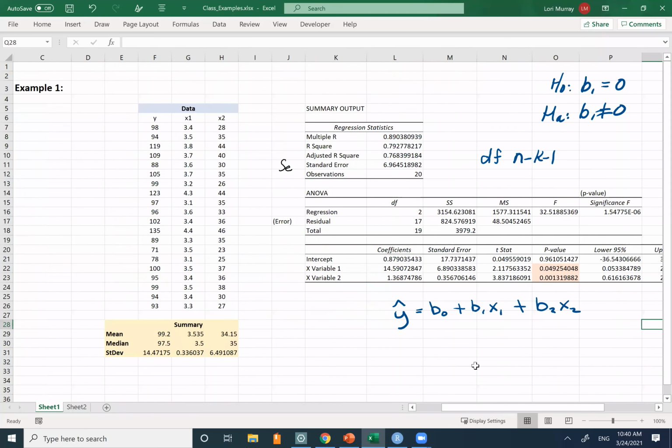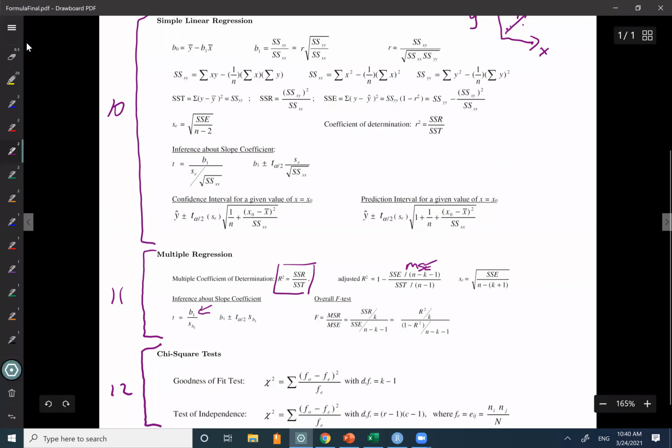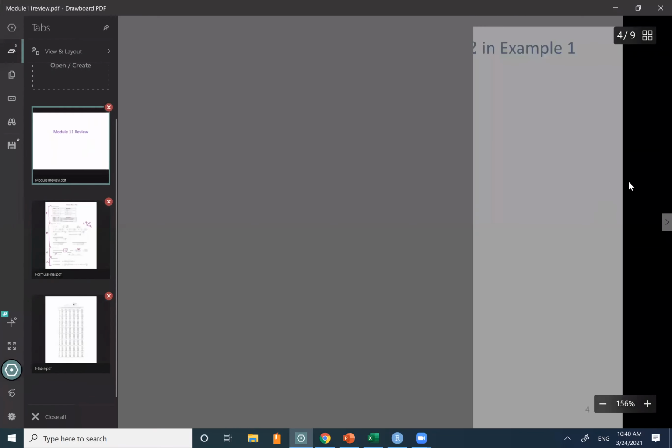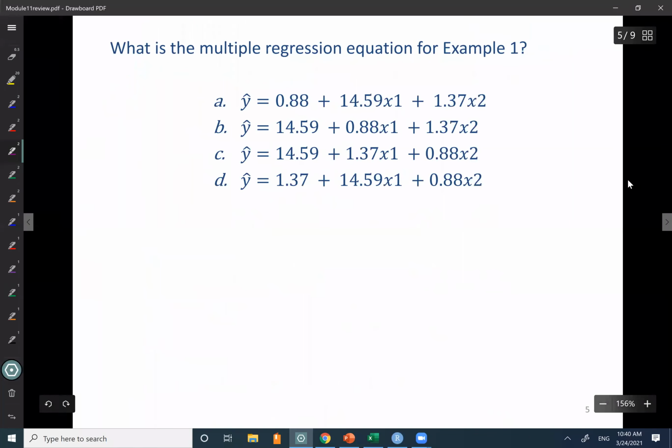So there you have it. That is multiple regression. Let's try another question. I'm just going to get it set up. See how we do here. What is the multiple regression for example 1? What is the final model?